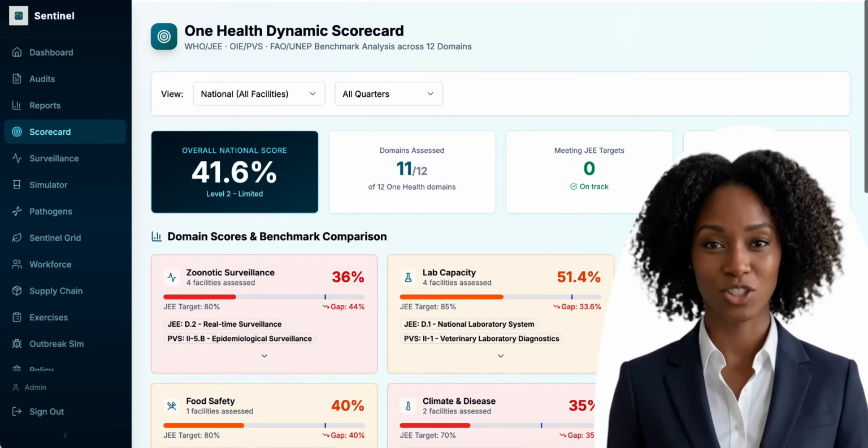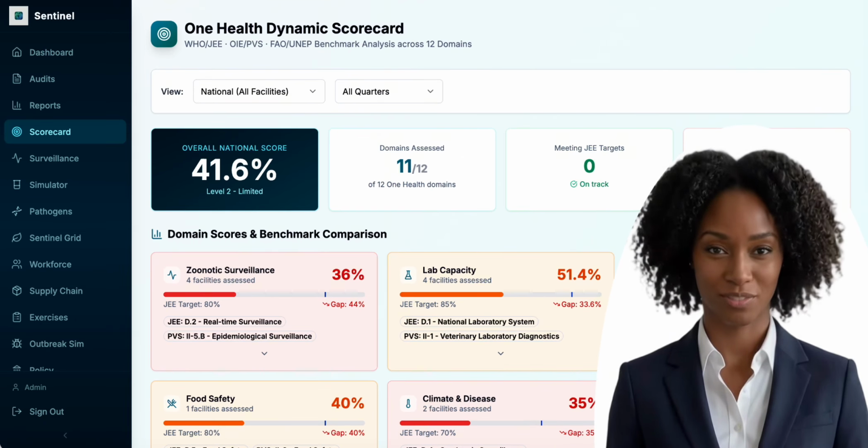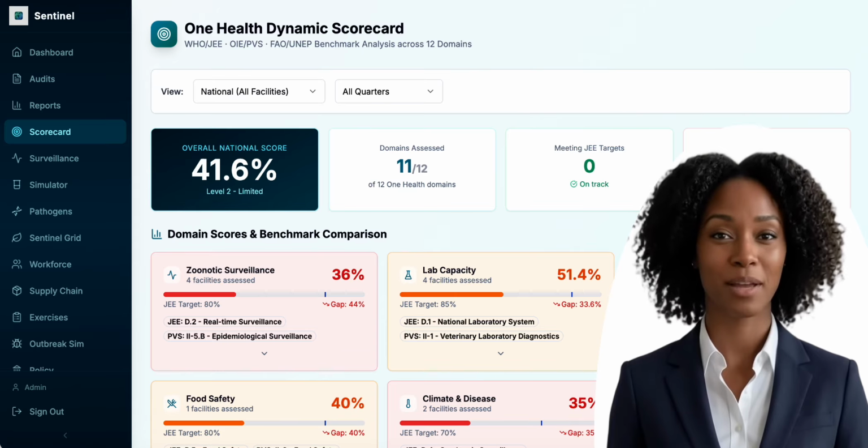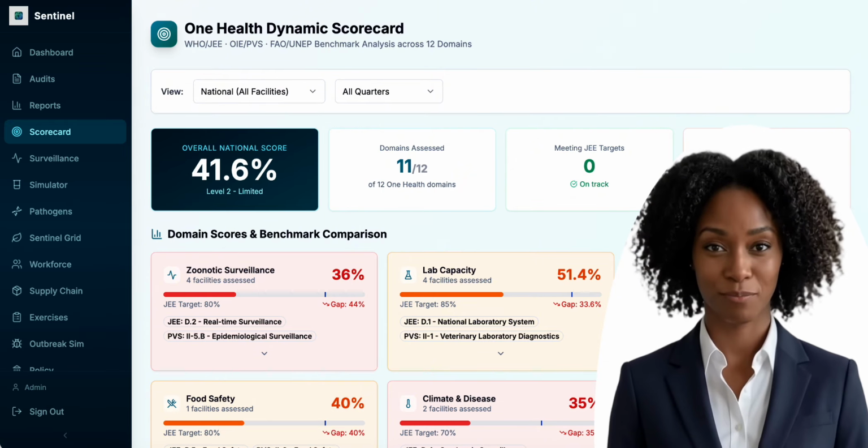Welcome to the second session of the One Health Sentinels tutorial series. In this module, we will examine a core component of the platform, the Dynamic Scorecard.